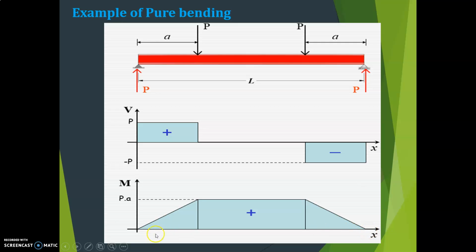At B it is 0, and at A also it is 0, and here it is P into a, and here also P into a. So in between there is nothing.